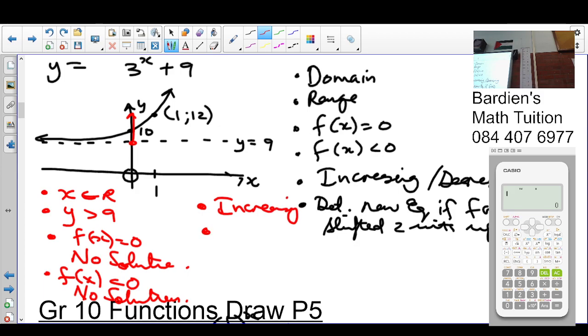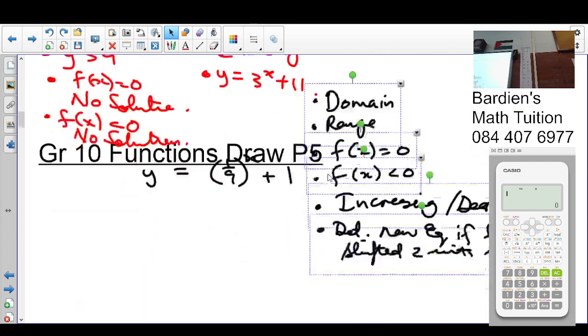Determine the new equation if f of x is shifted 2 units up. So y is equal to 3 to the x plus 11. Did you guys understand? It's fairly simple. One more.